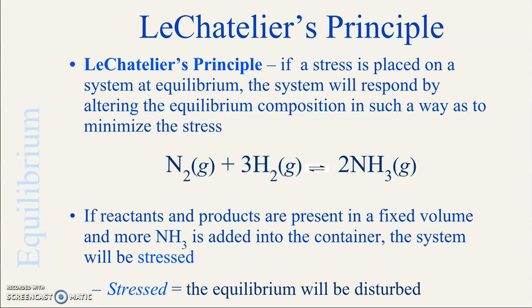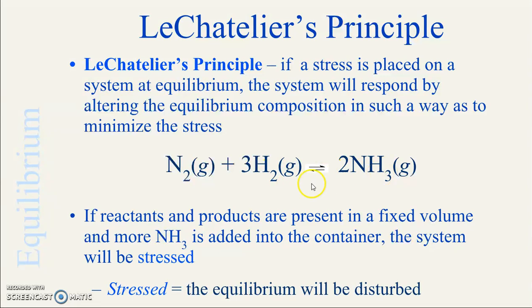So if I add more reactant, it's going to try to get rid of that reactant. If I add more product, it's going to try to get rid of that product. Basically, it tries to fix whatever I did, whatever I stressed it with. So we're going to use this example, the making of ammonia.